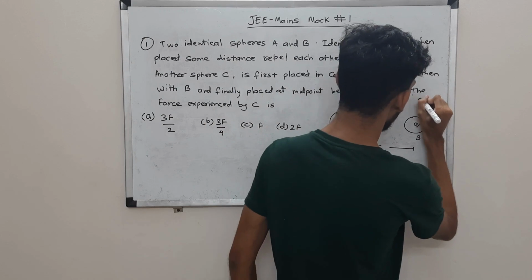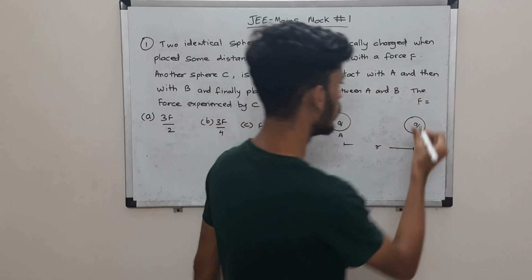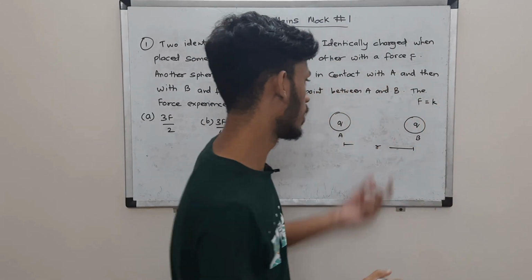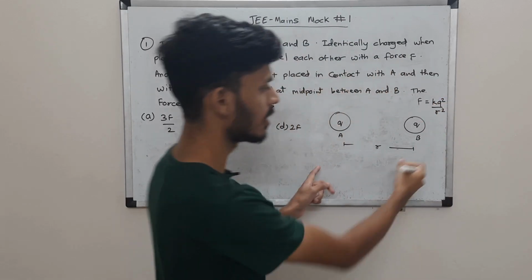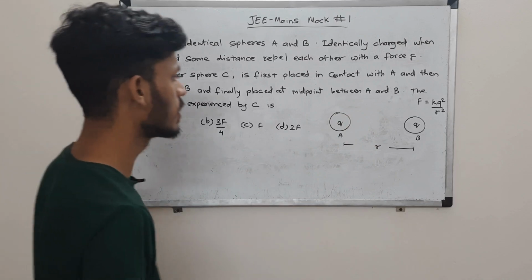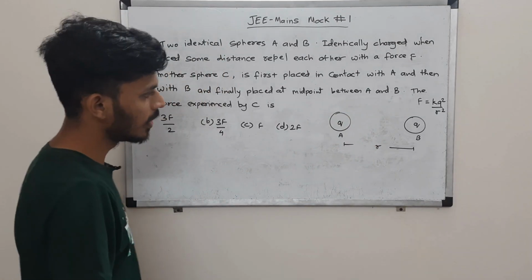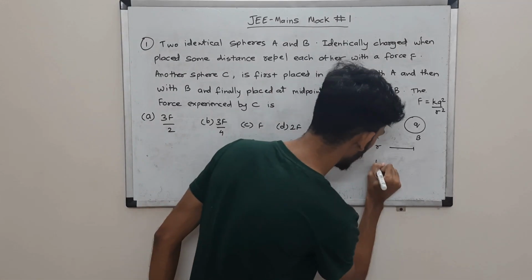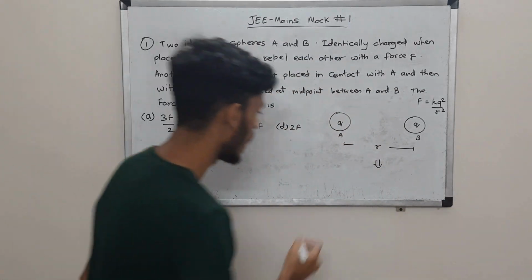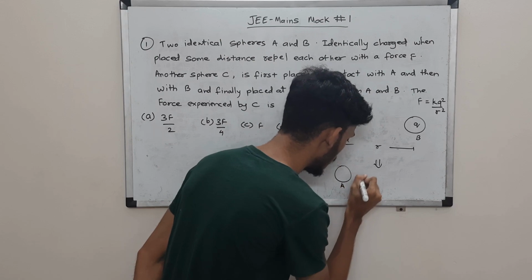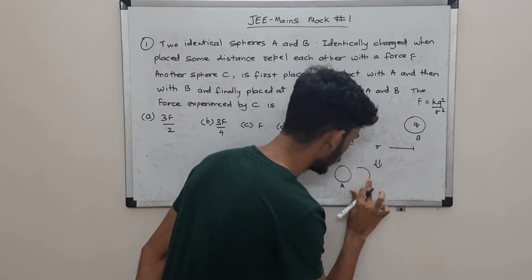You can easily see that this force is given by Coulomb's law: K times the product of charges, which will give us q square, inversely proportional to the square of the distance between them. So that is the force F. Now we are going to bring in one more identical sphere which is uncharged, sphere C. First we are going to place it in contact with sphere A.